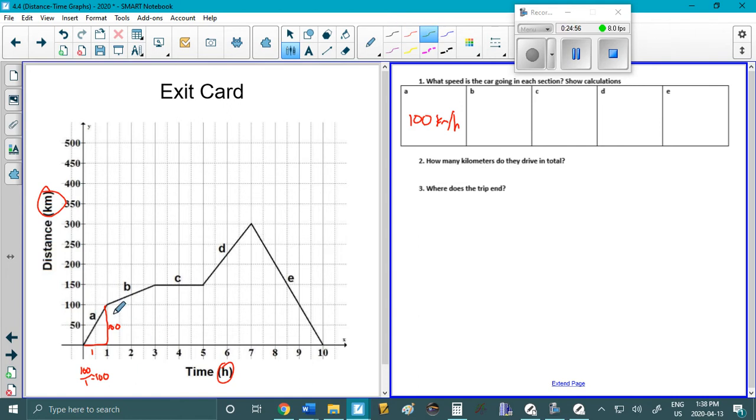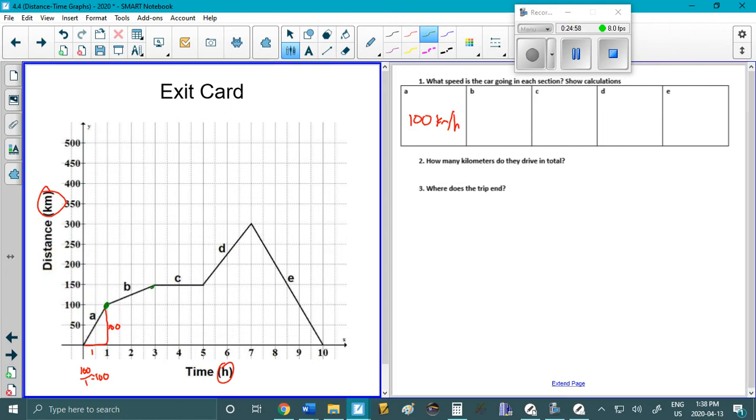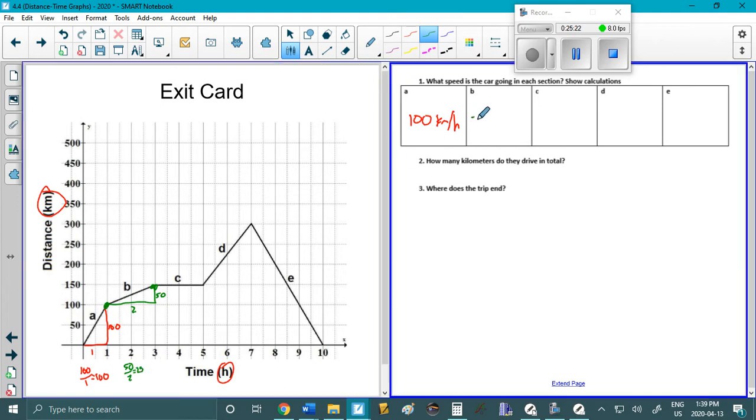Okay, section B goes from here to here. And so again, to get the distance, I go from 100 to 150, so that's 50. And the time goes from 1 over to 3 minutes, so 3 minus 1 is 2. The speed is going to be 50 over 2, which is 50 divided by 2, so 25 kilometers per hour. And now look at the two lines. Does it make sense so far? The green line is a lot slower, and if you look, it's a lot less steep. So that makes sense. Steeper means faster.